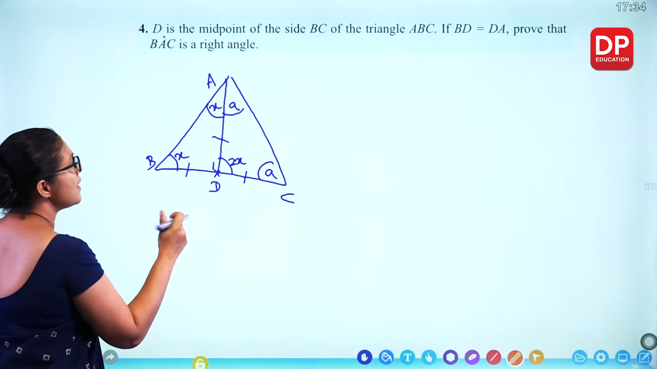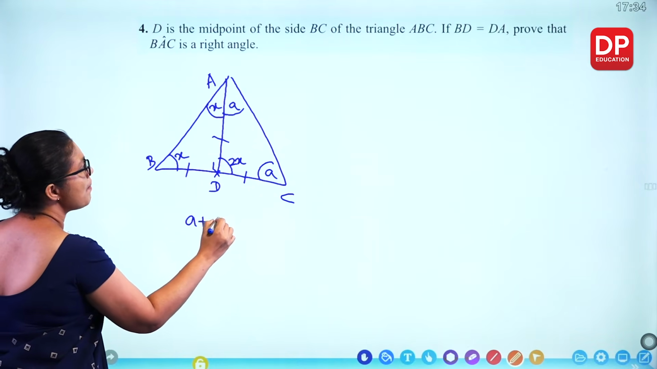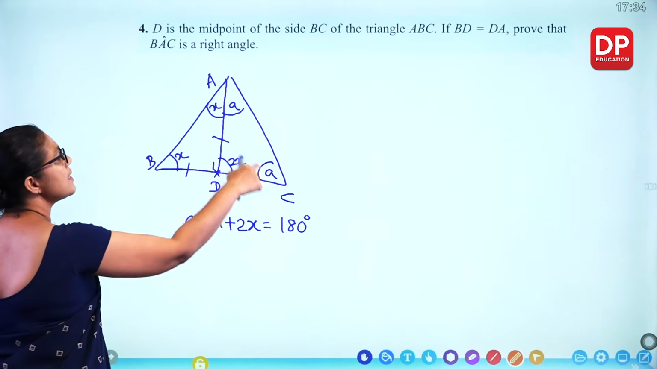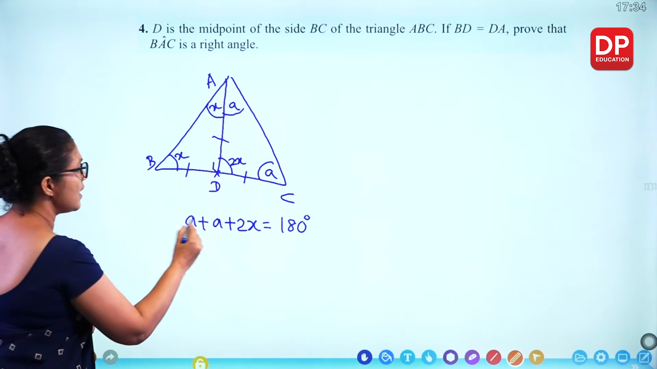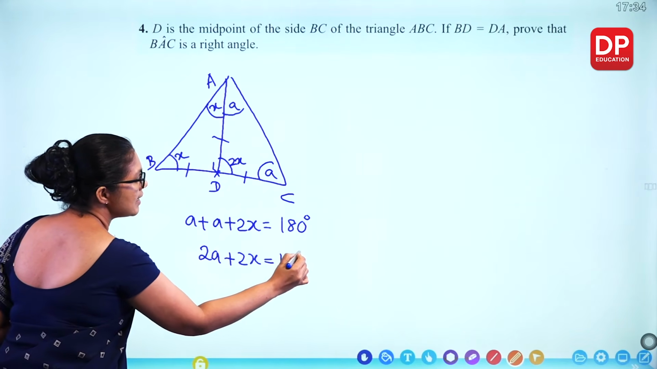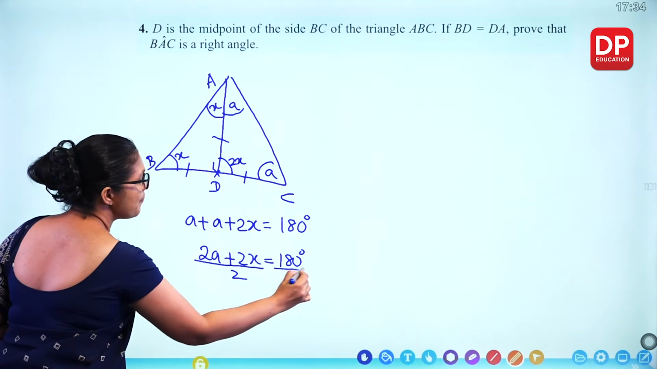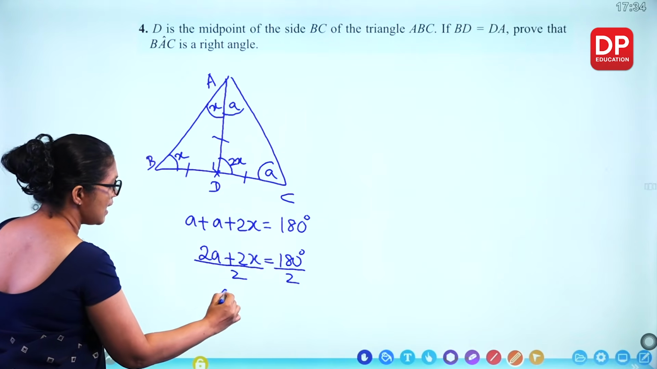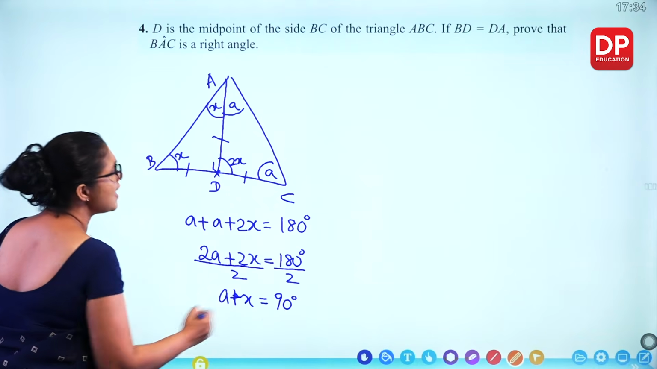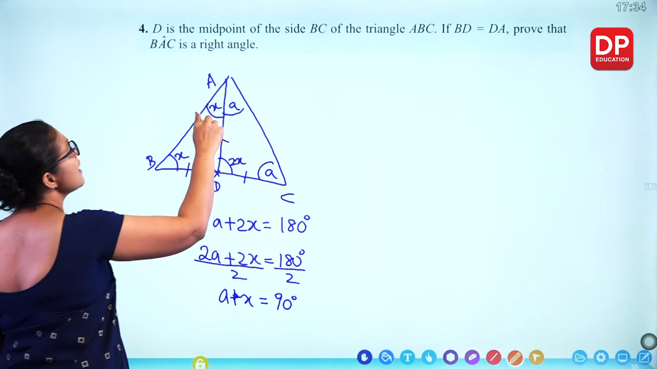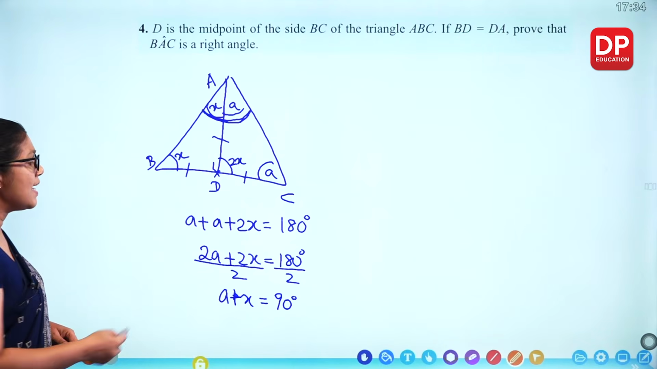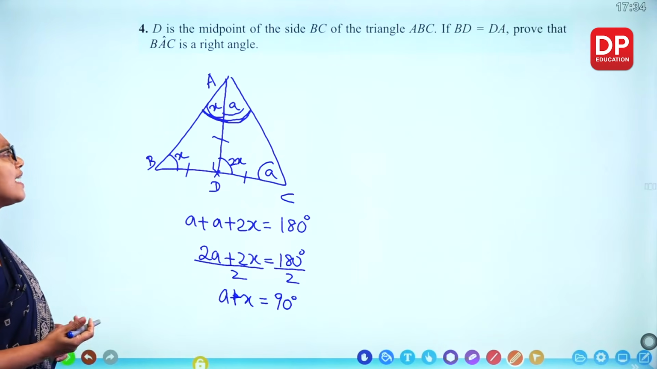In this triangle, we can write A plus 2x is equal to 180 because of the angle sum of a triangle. So here 2a plus 2x is equal to 180. So when you divide both sides by 2, you get a plus x becomes 90 degrees. So what is a plus x? Can you see? This angle, one of the angles in the ABC triangle, is a plus x. Now we got that's 90 degrees.